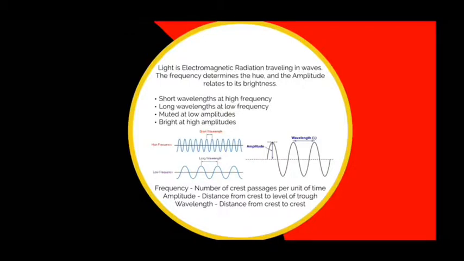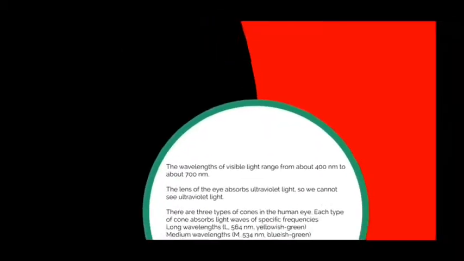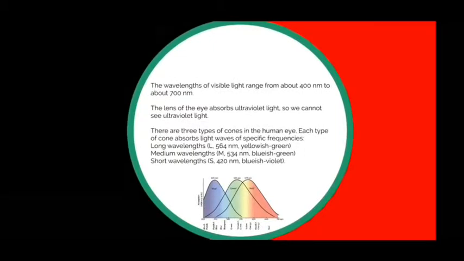Frequency is the number of crest passes per unit of time. Amplitude is the distance from crest to level of trough, and wavelength is the distance from crest to crest. The wavelengths of visible light range from about 400 nanometers to about 700 nanometers. The lens of the eye absorbs ultraviolet light, which we cannot see.